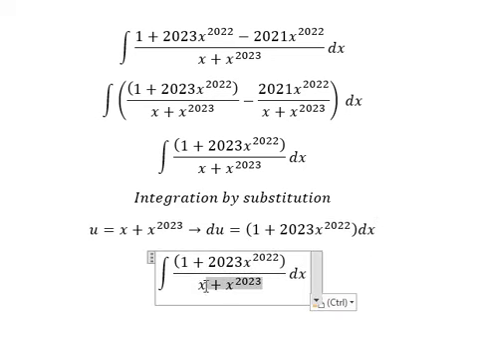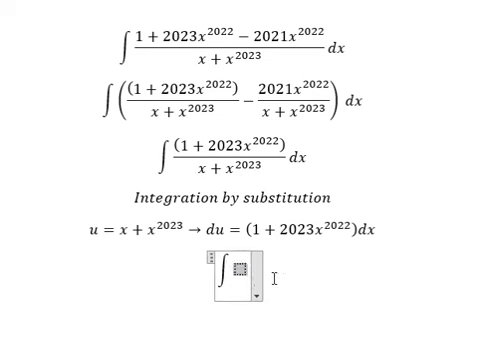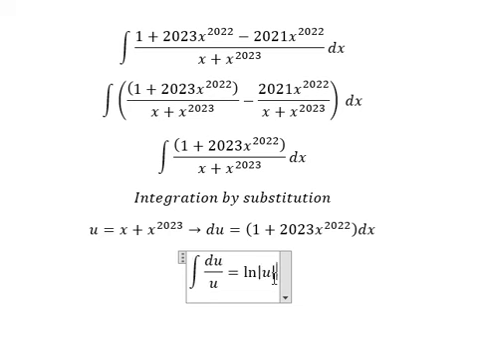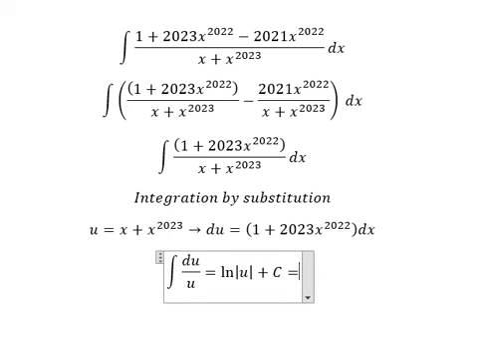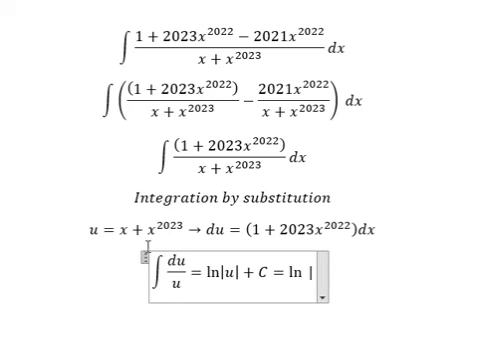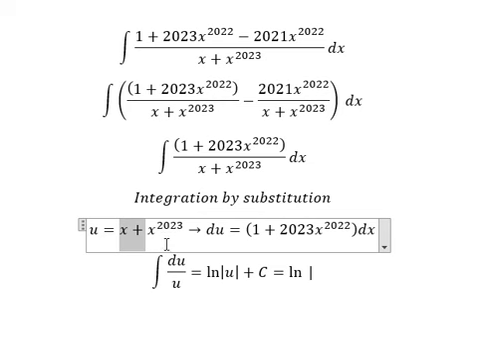So this one we change by u, and this one we change by du. The integration of this one, we have Ln of the absolute value of u, and I will put c. About u, that is this one.